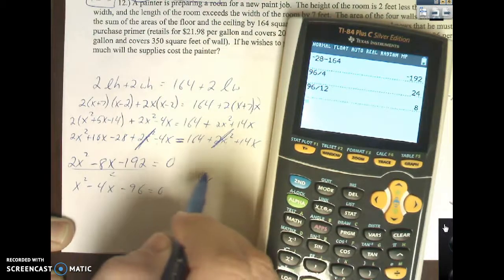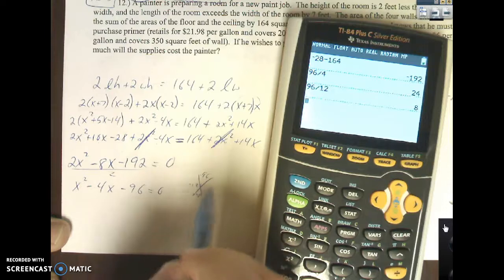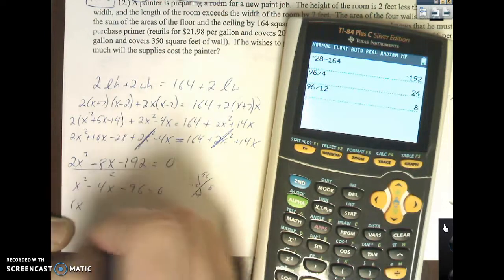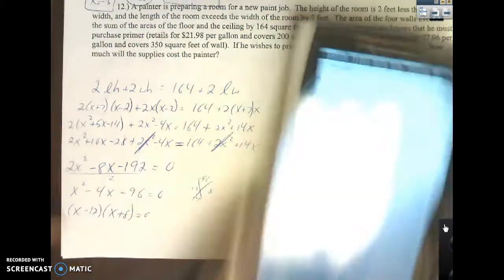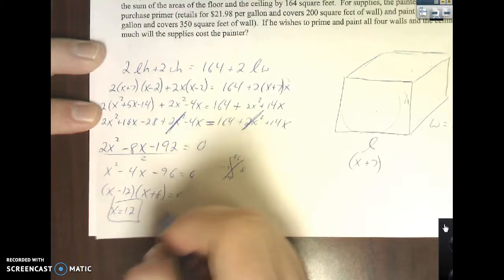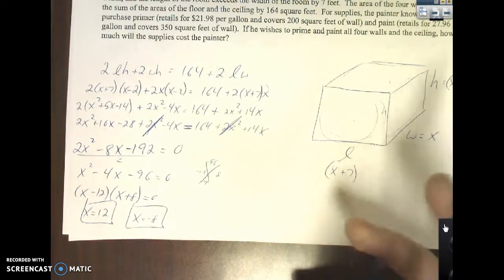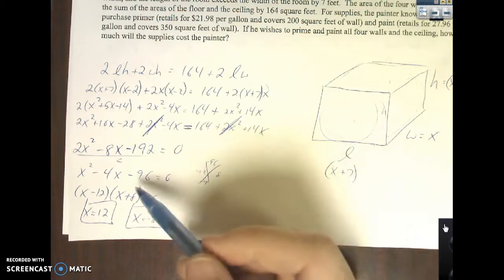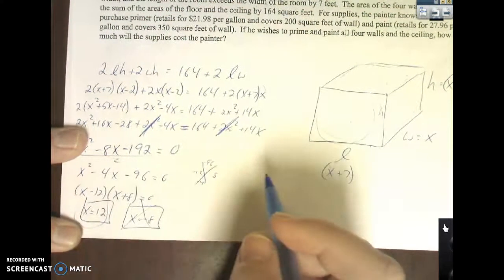What numbers multiply to give me negative 96 and add to negative 4? We're looking at negative 12 and positive 8. x minus 12, x plus 8. If I solve this, x equals 12, x equals negative 8. Now, a question for you. If I'm plugging in a distance around a ceiling or a wall, do you want a positive number or a negative number? I want the positive number. A negative number doesn't make any sense.